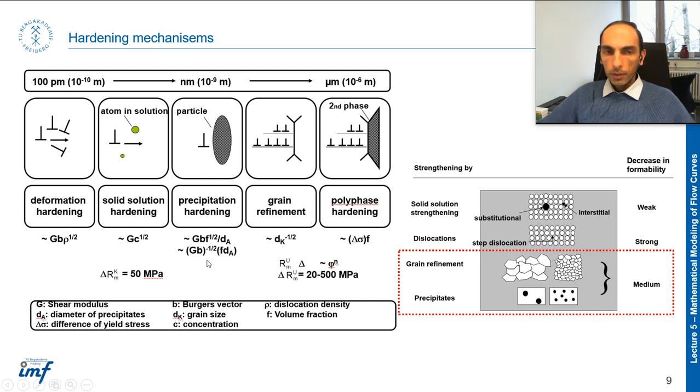So this mathematical equation tries to formulate the effects of not only the volume fraction, but also the diameter, the size of the precipitate here. So here you can see by decreasing the size of the precipitate, if the fraction is constant, then the precipitation hardening effect will be much stronger.